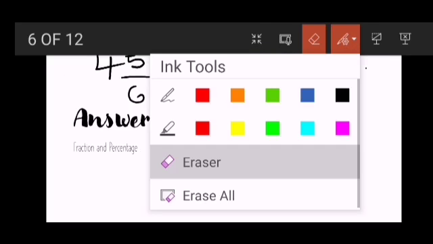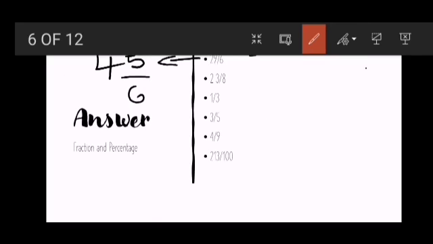Okay, so the next one. The next one is 2 whole number 3 over 8. We also have to convert that into an improper fraction. So tell me how to do that, please.